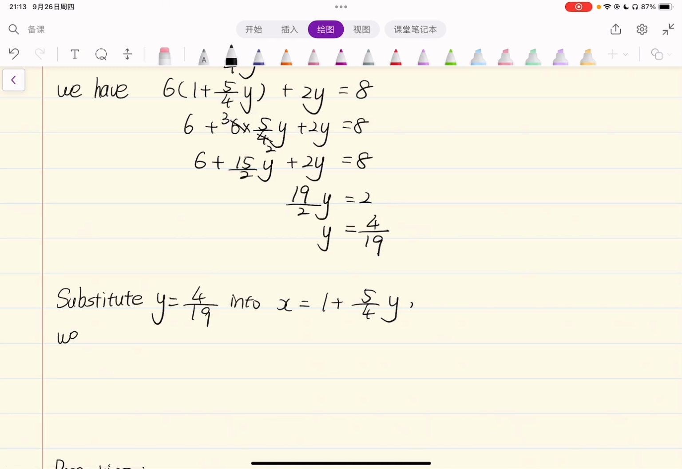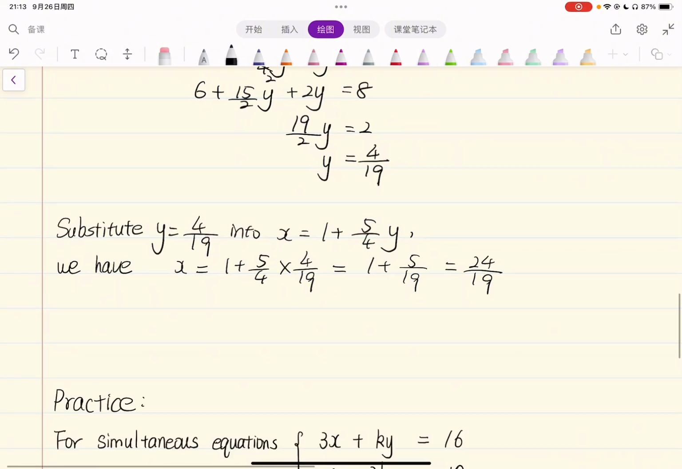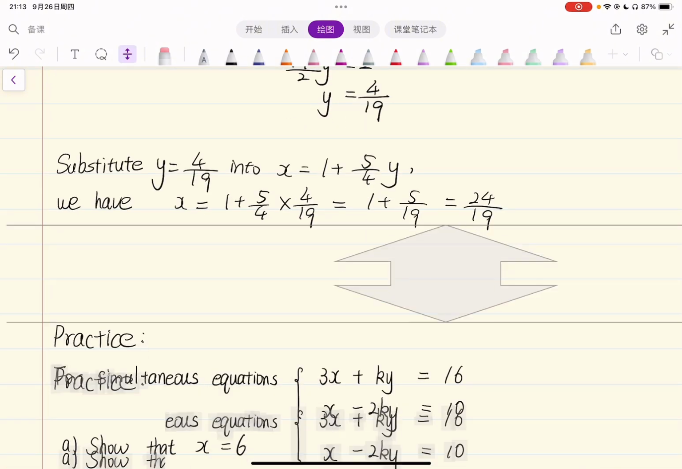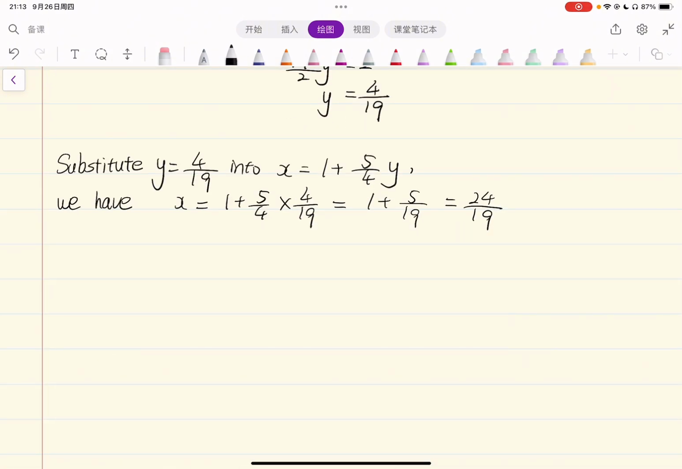We have x equals 1 plus 5 over 4 times 4 over 19, equals 1 plus 5 over 19, equals 24 over 19. Thus, we get the answer: x equals 24 over 19 and y equals 4 over 19. Now let us check it.